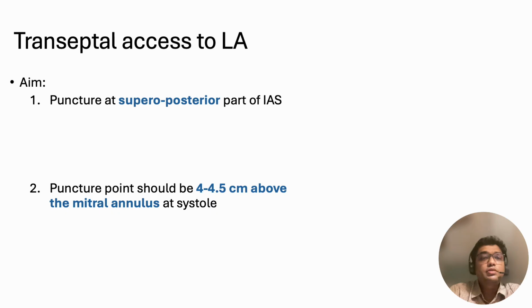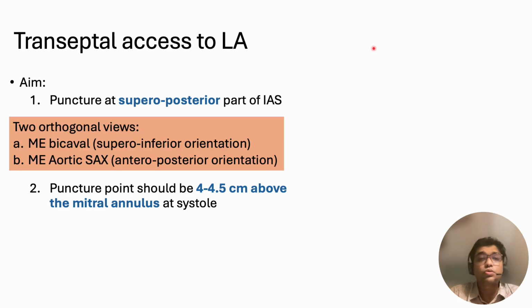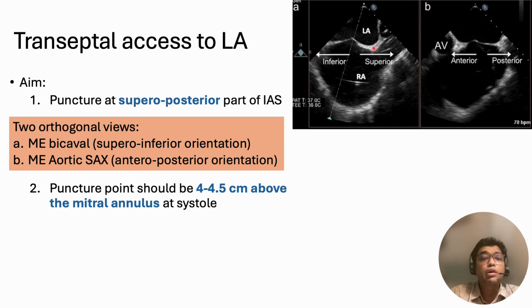Now the first critical step is your transseptal access to the left atrium. Your aim is to puncture at the superior posterior part of the interatrial septum, and the puncture point should be 4 to 4.5 centimeters above the mitral annulus at systole. So two orthogonal views are used: the mid-esophageal bicaval view, which gives you a superior-inferior orientation, and the mid-esophageal aortic valve short axis view, which gives the anterior-posterior orientation.